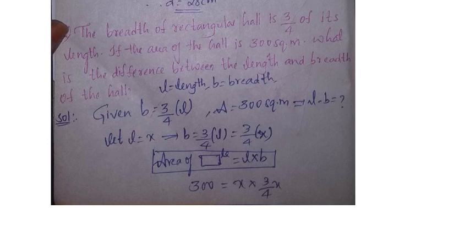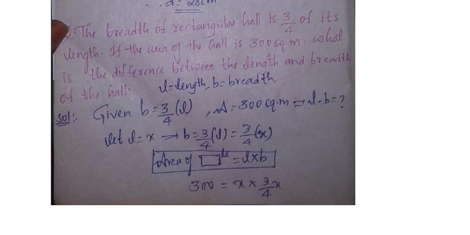Over, first point. Second point, the area of the hall is 300 square meters. They gave area 300, so I wrote 300 square meters. Then they are asking, what is the difference between the length and breadth of the hall? Difference means you should subtract, and product means multiplication. So the difference between length and breadth means L minus B, which is what they are asking.